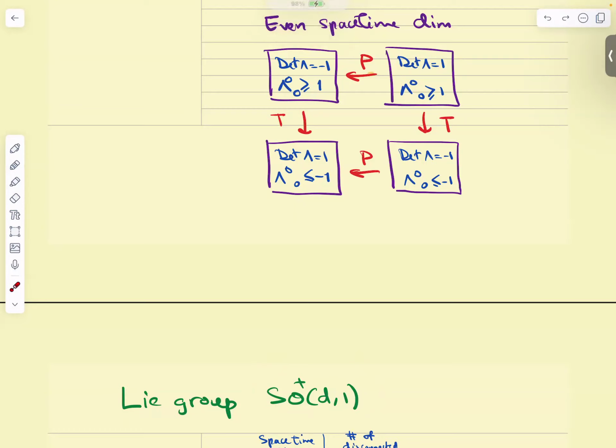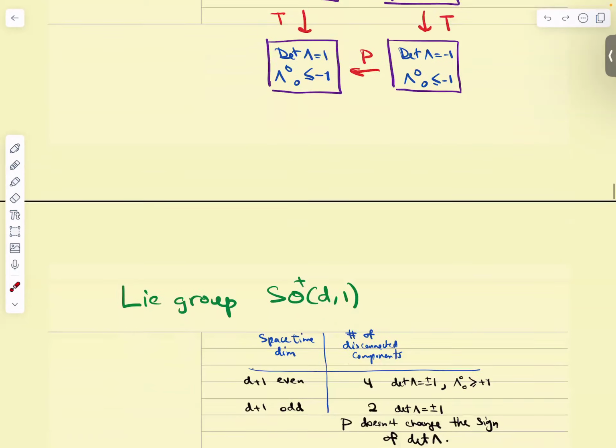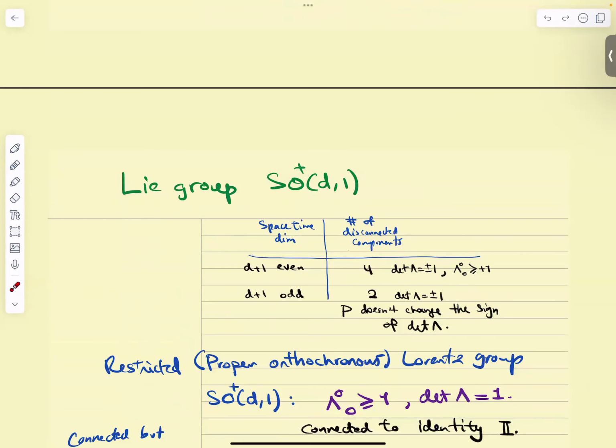S because of the determinant that I picked to be plus 1, and lambda 0,0, I pick it to be 1, I put the plus. So that is SO plus (D,1). It's the proper orthochronous Lorentz group, but that's a mouthful. Let's call it the restricted Lorentz group. From now on, Lorentz group is going to be O(D,1). The restricted Lorentz group is going to be SO plus (D,1). Good.